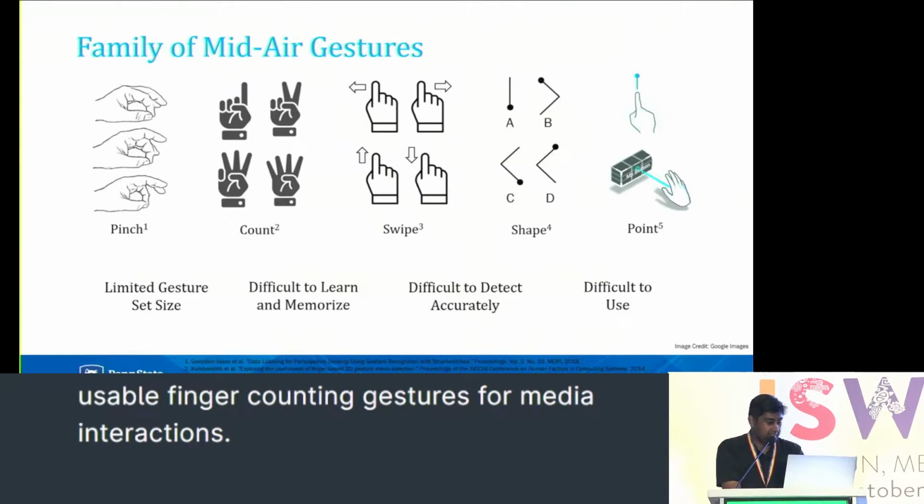Some gesture sets are limited in number, like traditional 10-finger counting, which supports only 10 gestures. Some gestures can be difficult to learn and memorize, like making shapes that are very similar to each other. Accurate detection may require additional hardware that may not be available everywhere. And finally, moving the hand too much in midair can be fatiguing and difficult to use.